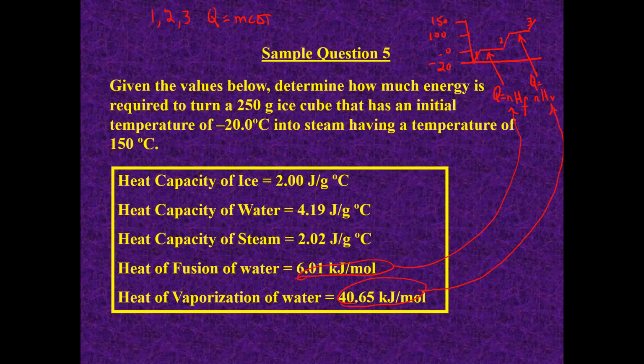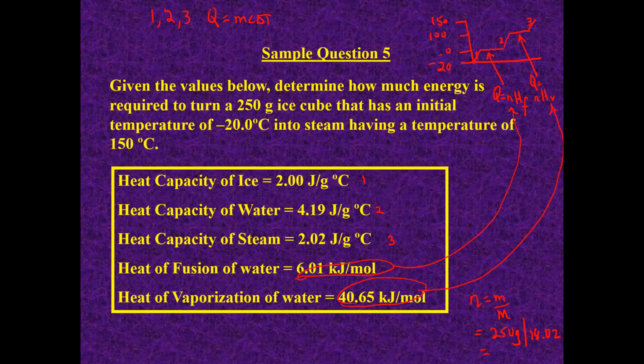And heat capacity of steam, we're going to use that equation number 3. Heat capacity of water, equation number 2. Heat capacity of ice, equation number 1. The only other thing you have to do here is n equals mass over molar mass. And we've got 250 grams. And the molar mass, like we calculated last time, is 18.02.